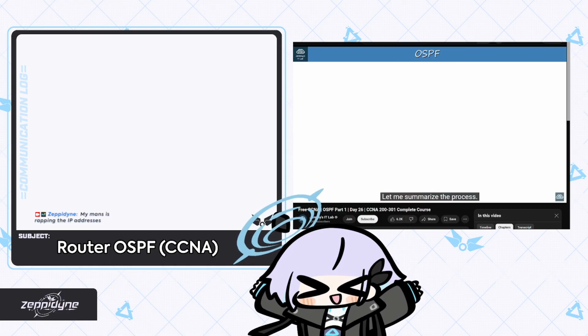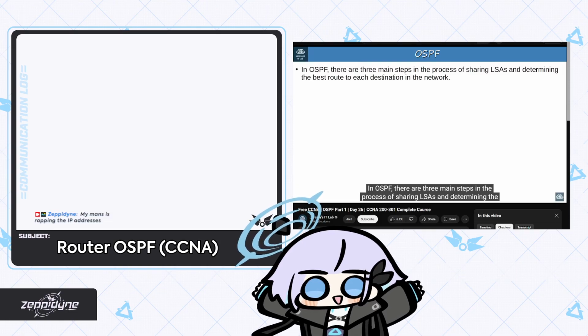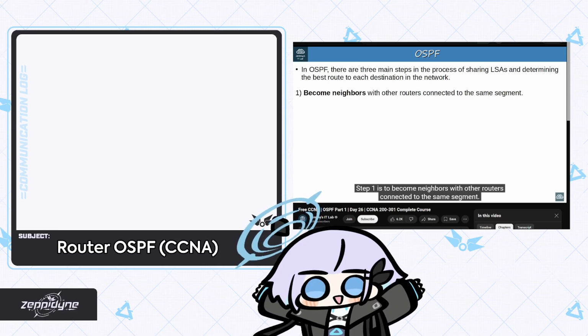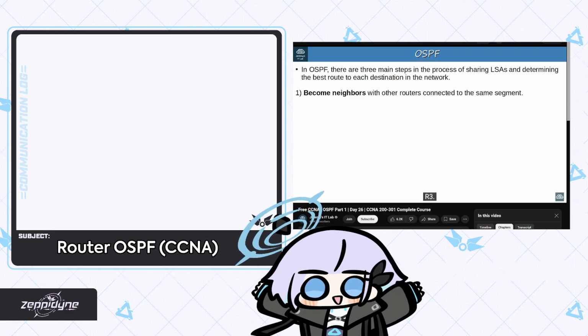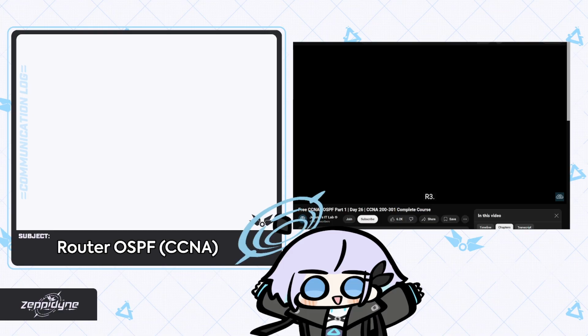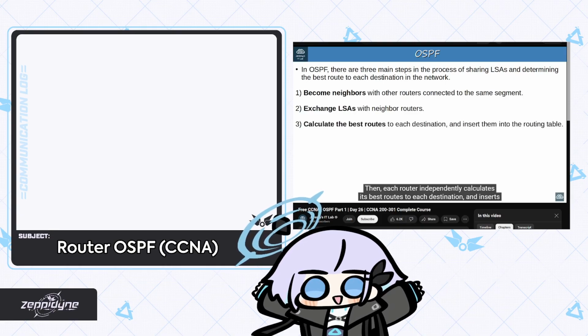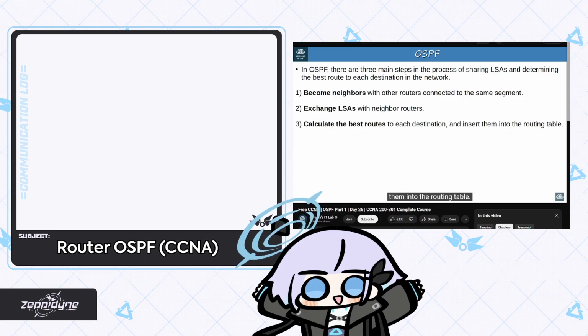Let me summarize the process. In OSPF, there are 3 main steps in the process of sharing LSAs and determining the best route to each destination in the network. Step 1 is to become neighbors with other routers connected to the same segment. In the network in the previous slide, for example, R4 was OSPF neighbors with R2 and R3. Step 2 is to exchange LSAs with neighbor routers, which you saw in the last slide. Then each router independently calculates its best routes to each destination and inserts them into the routing table. I will cover these steps in depth in the next lecture. Just keep in mind this basic process of OSPF.